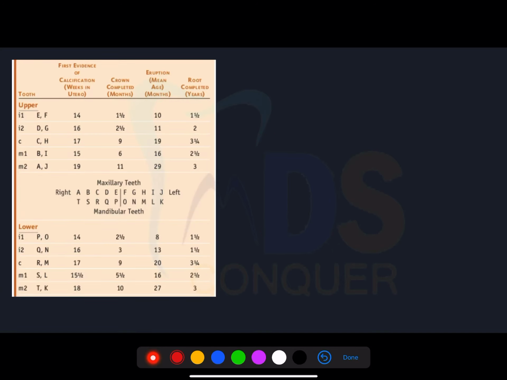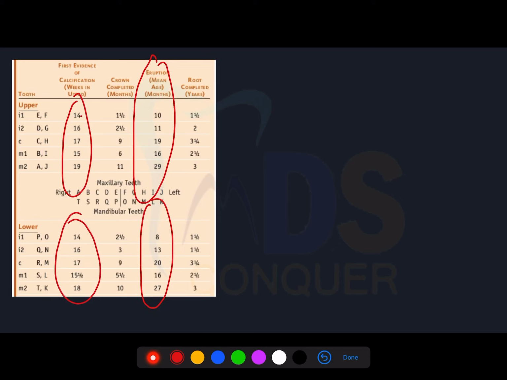And of course, until now we were talking about the permanent teeth. Now it is primary teeth. So please do make a note of the primary dentition eruptions and primary dentition initial calcification. The first one is the 14th week. Most familiar question, right? The most familiar question is the 14th week.